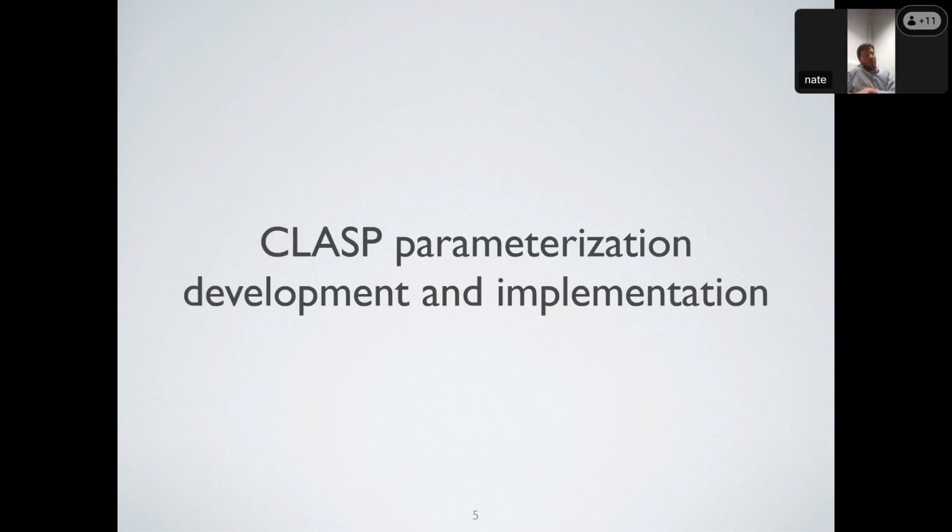For about 15 minutes, I'm going to talk about the CLASP parameterization development and implementation, all the different ideas that have emerged within CLASP. Then I'll talk about the LES and some mesoscale simulations. And then I'll wrap up with the future direction, where you think the ideas of CLASP can go, and some general feedback about the CPT model. Next slide.